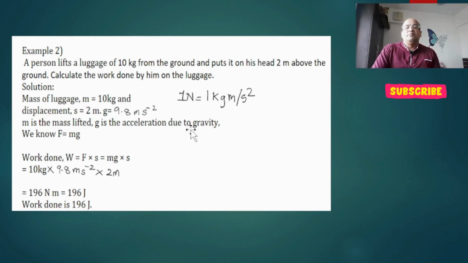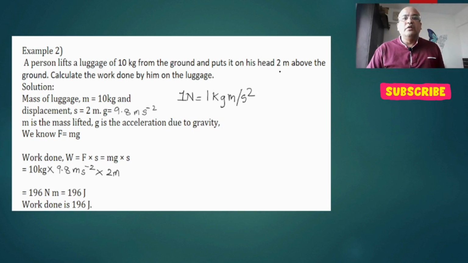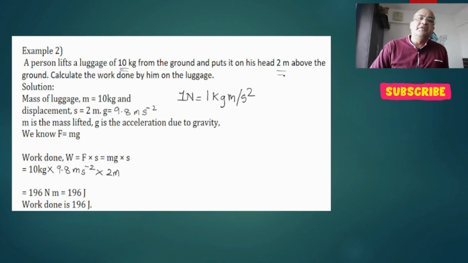Now let's see one example. A person lifts a luggage of 10 kilograms from the ground and puts it on his head 2 meters above the ground. Calculate the work done by him on the luggage. Now, what has been given? The mass of the luggage has been given and he is putting it on his head 2 meters above, so the distance from the ground has been given. We need to calculate the work.